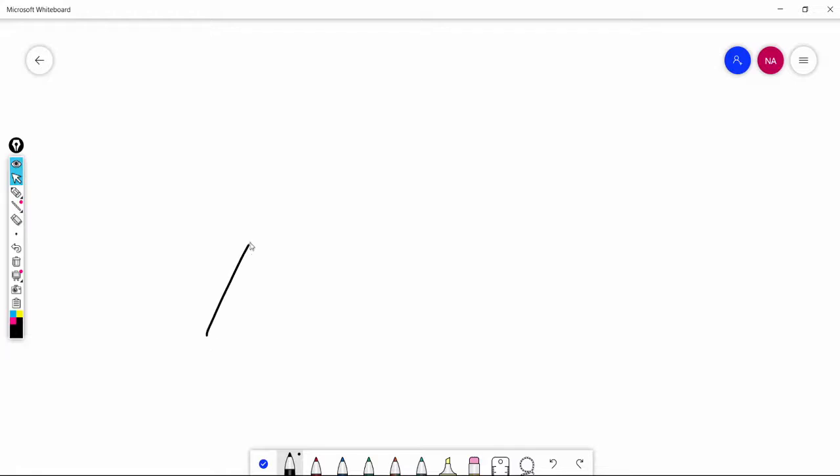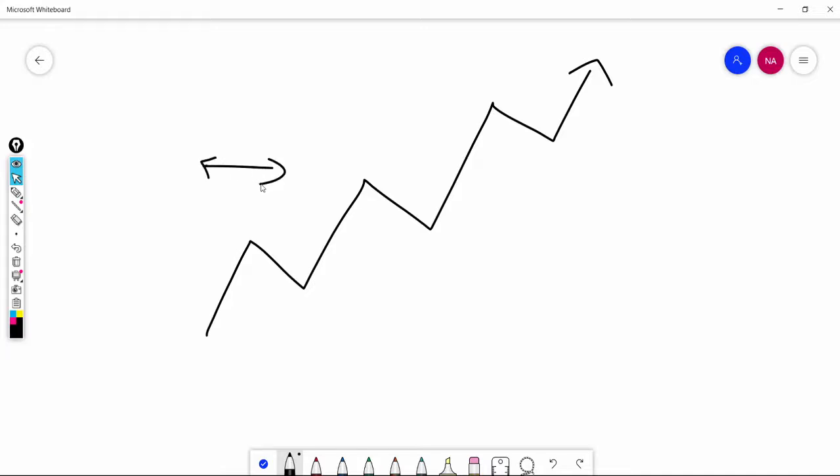Okay, let's assume a stock is moving in a trend. So till now you will understand this is an uptrending move in the market. Now in this uptrending move, what we need to do is draw a trend line.